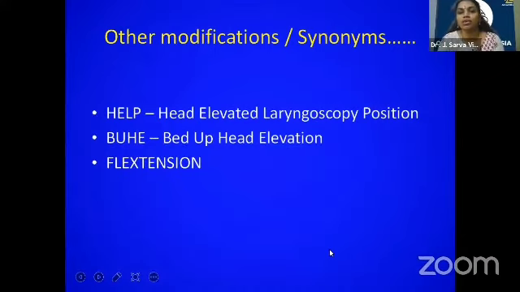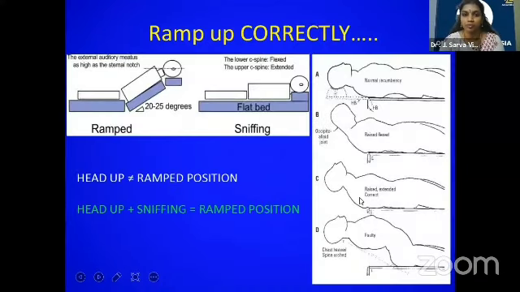The other modifications or synonyms of this ramp position are head elevated laryngoscopy position, bed up head elevation, or flextension. We need to understand that ramping up doesn't mean just head up. If you just do a head up, you're not going to achieve a better position at all, because the neck is still going to be flexed. So you need to ramp up and also do the sniffing position. So ramping up is not just head up, it is a head up and a sniffing position. You need to do a head up of 20 to 25 degrees and also achieve a sniffing position so that it is a correct ramp position.